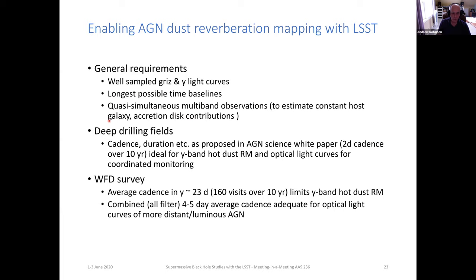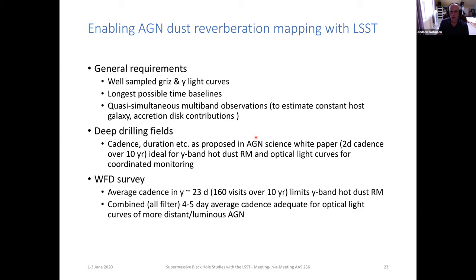So there are two possibilities. The deep drilling fields, the cadence, duration, and so on, as proposed, are pretty much exactly what we would need to do Y-band hot dust reverberation mapping. As I said, you'd get that more or less for free. The WFD survey, the average cadence in the Y filter would limit Y-band hot dust reverberation mapping, but the combined all-filter 4 to 5 day average cadence should be adequate for optical light curves that can be combined with infrared data from other facilities. And I'll stop there and take any questions.